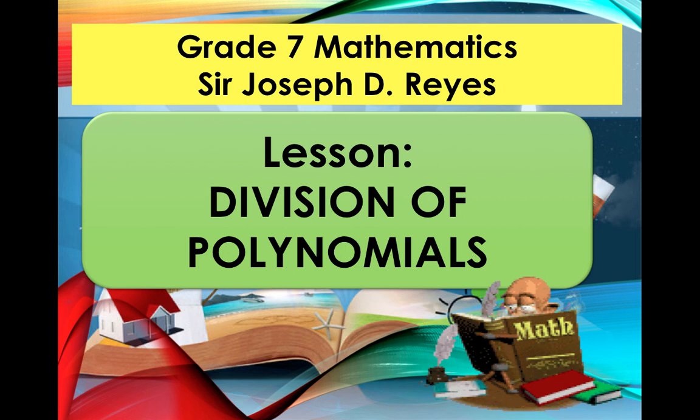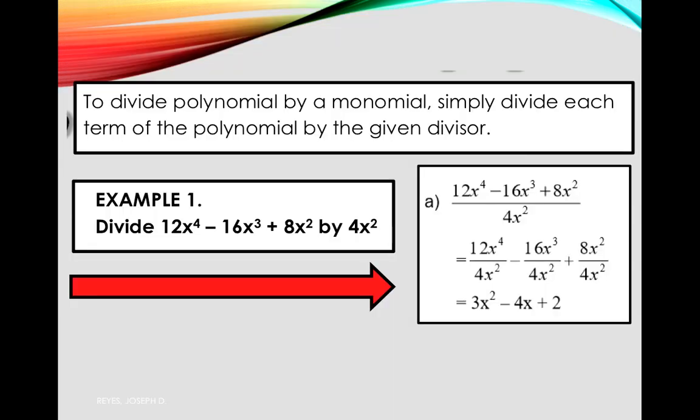Thanks, and now let's proceed to our main topic for today, which is all about division of polynomials. To divide a polynomial by a monomial, simply divide each term of the polynomial by the given divisor. Example: divide 12x raised to 4 minus 16x cubed plus 8x squared by 4x squared.